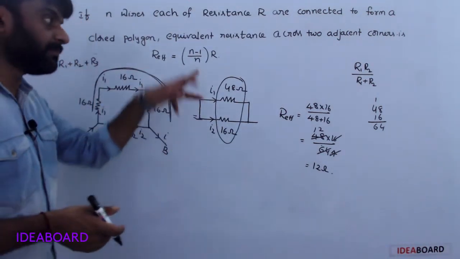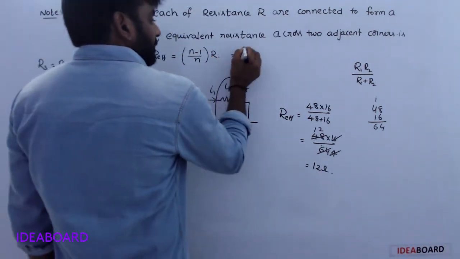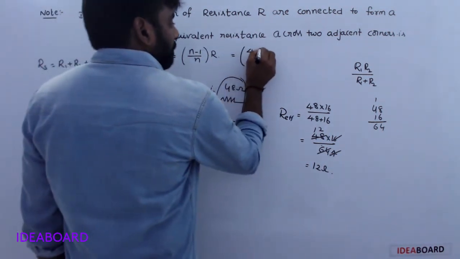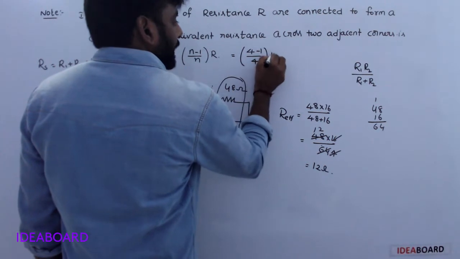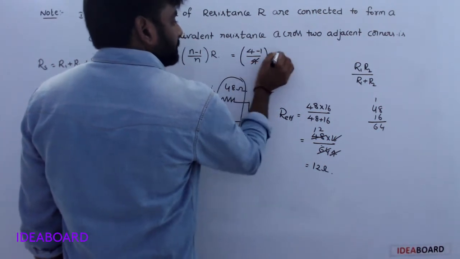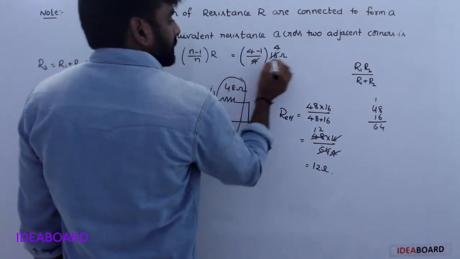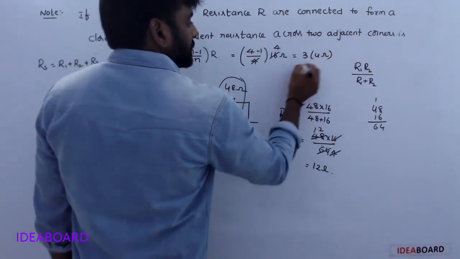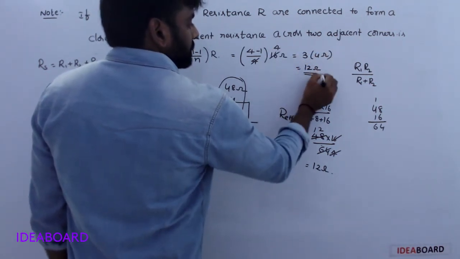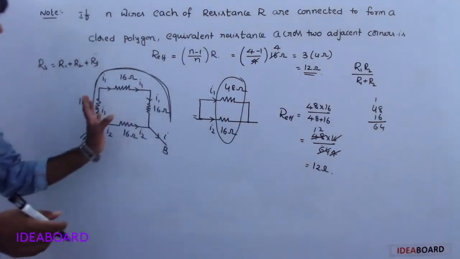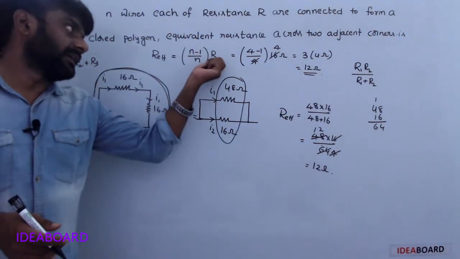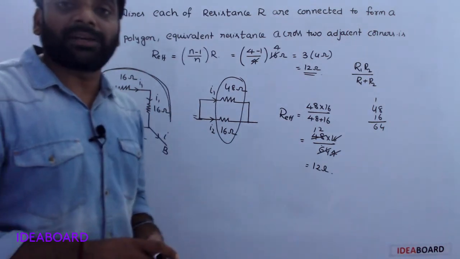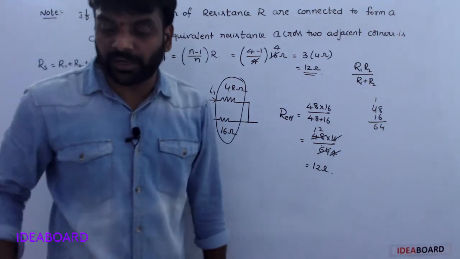It is the general method. By using this formula, see how many resistors in total: 4. So 4 minus 1 by 4 into 16 ohms. 4 minus 1 is 3, 3 into 4 ohms is 12 ohms. That's all. This is the general direct method for equivalent resistors. Understood?